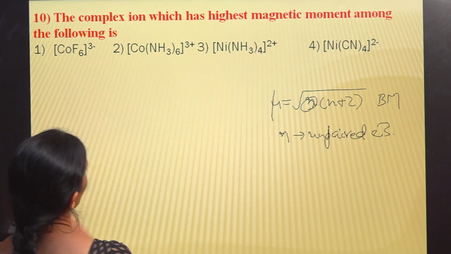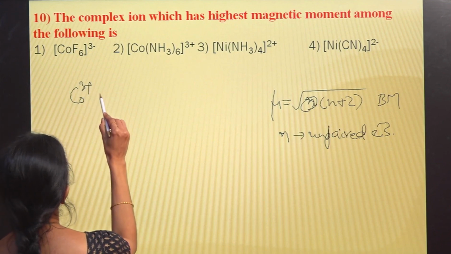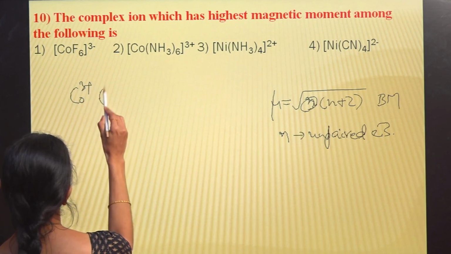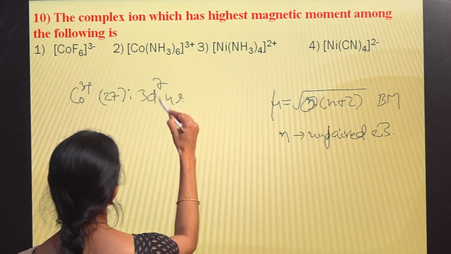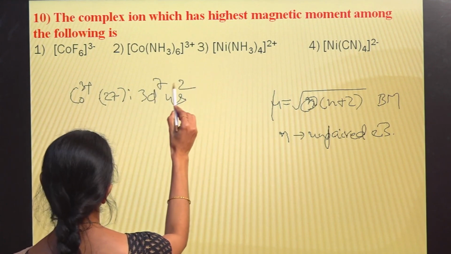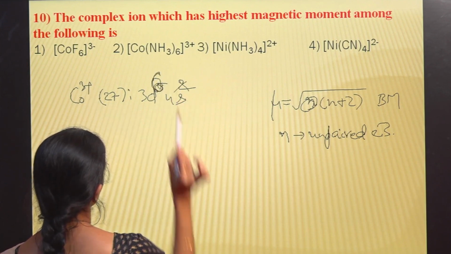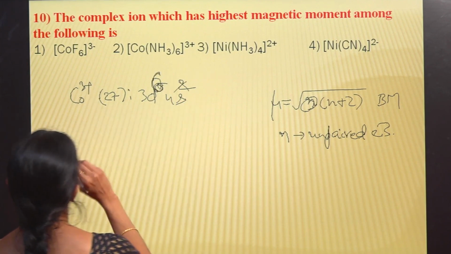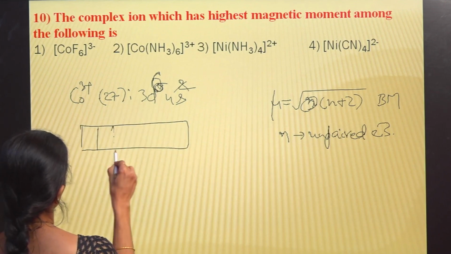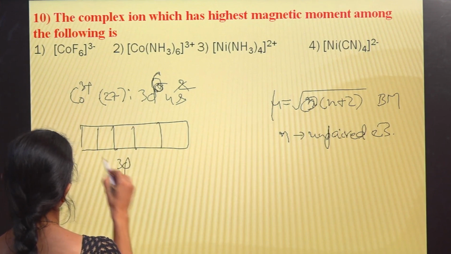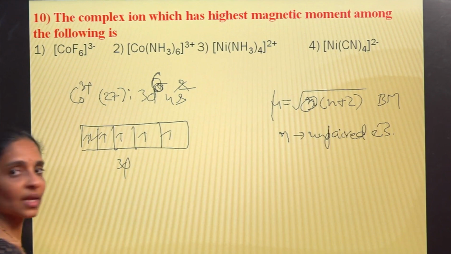The first complex is a Co3+ complex. Cobalt is 27 actually, 3d7 4s2, but 3+ means it will be 3d6. Now, how do you write the box diagram for 3d6? It is 5 electrons like this, and the sixth one gets paired up.